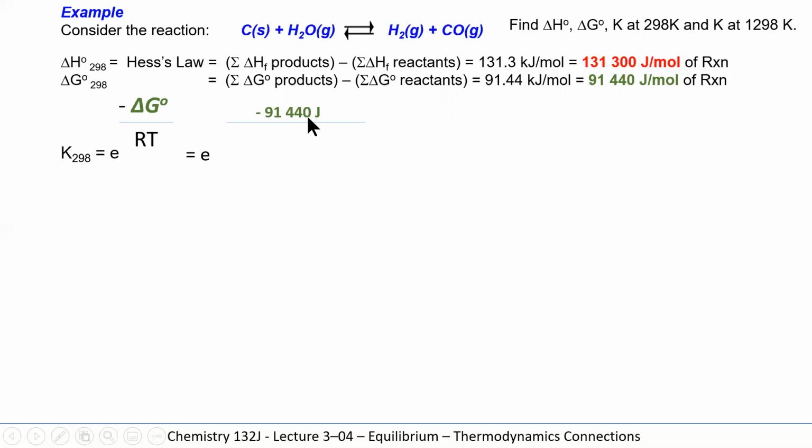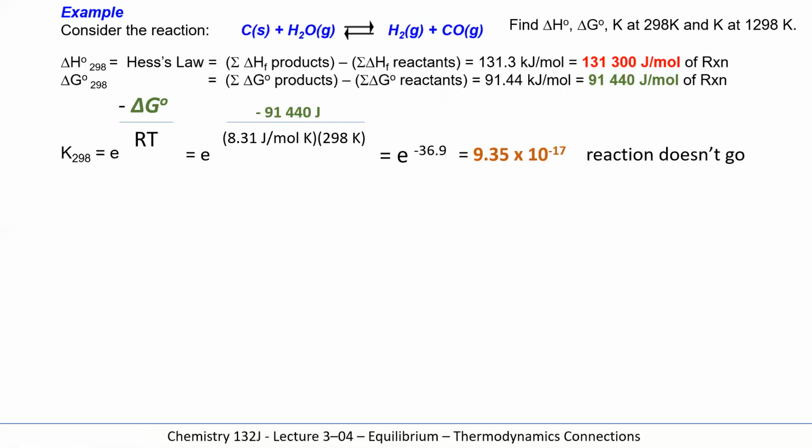That one's for delta G, 91,440 joules. And RT are those values. We end up with e to that power. And that number tells us that this reaction is not product favored. It's reactant favored because it's such a small number. So the reaction barely goes. So let's see what happens at another temperature at 1298.